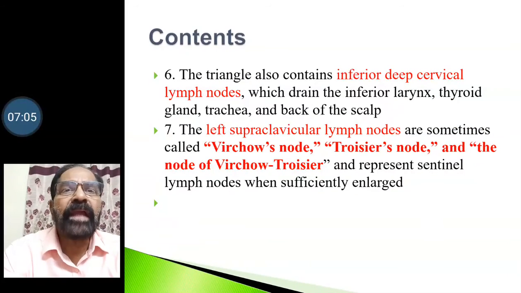The triangle also contains inferior deep cervical lymph nodes that drain the inferior part of the larynx, thyroid gland, trachea, and back of scalp. And the left supraclavicular lymph nodes are sometimes called Virchow nodes or Troisier's node, or the node of Virchow and Troisier, and they represent the sentinel lymph node when sufficiently enlarged.